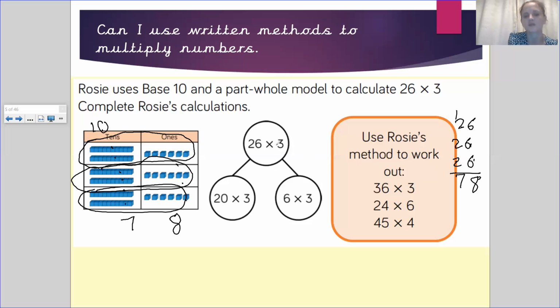She's also done a part whole model. So she's got 26 times by 3, and she's split it into 20 times by 3 and 6 times by 3. So it's very similar to what we were doing in the previous slide where we were splitting the number up, and we can work out 20 times by 3. I know that 2 times by 3 will give me 6. So 20 times by 3 will give me 60, and 6 times by 3 is 18, and then I would add them together, which would give me 78.